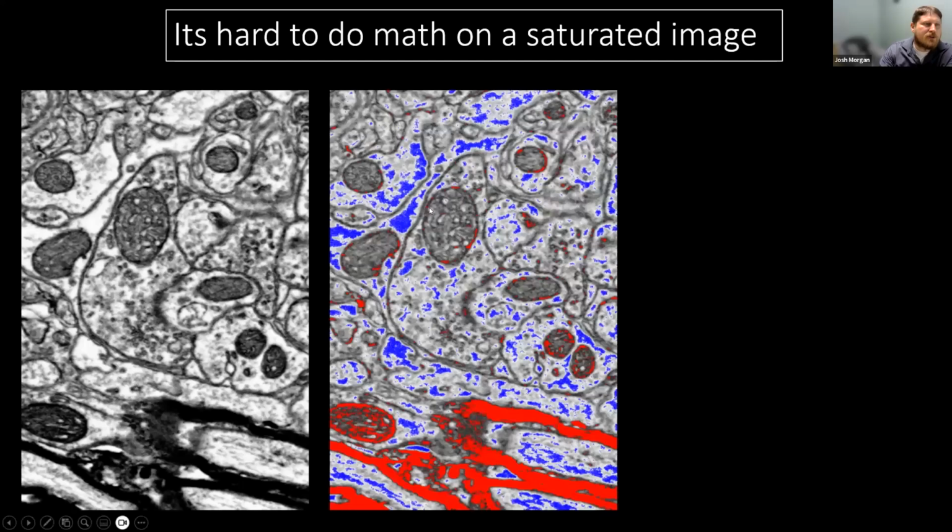So these are the saturated pixels. The image is inverted, but basically the blue are all the zeros, the red are all the 495s. So this is a 12-bit image. So all these blue and red areas, we've lost information.